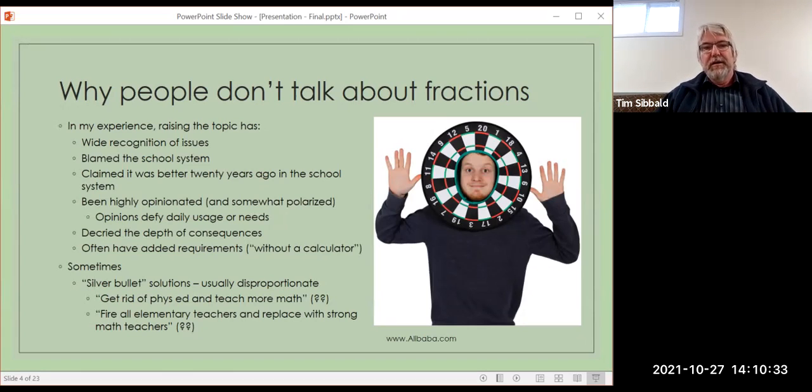Oftentimes, solutions are deemed to be silver bullet solutions. They'll fix everything. And quite often, they're ridiculous solutions. And I want to specifically state that with these two, there is no way that getting rid of phys ed is beneficial to teaching fractions. And there is no way that we should be getting rid of all elementary teachers and installing a whole bunch of math experts. That would do too much damage to other things. But these are statements that have been made to me as solutions to the fractions problem. I think they're ridiculous, and I will say that on the public record, but they have actually been suggested to me.